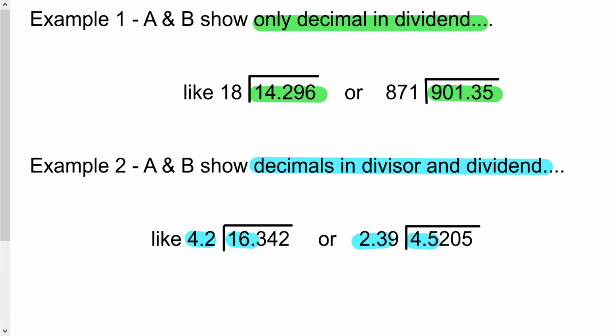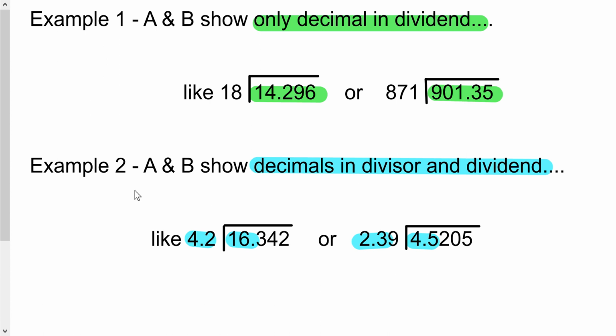This is going to be a lesson about how to divide decimals with long division. Perhaps only one number has a decimal, or perhaps both numbers have decimals. If you take a look at example 1, I'm going to give you two different problems, not these, but what's going to happen is you're going to have a whole number on the outside and a decimal on the inside. So that's what example 1, A and B, will be showing you how to do.